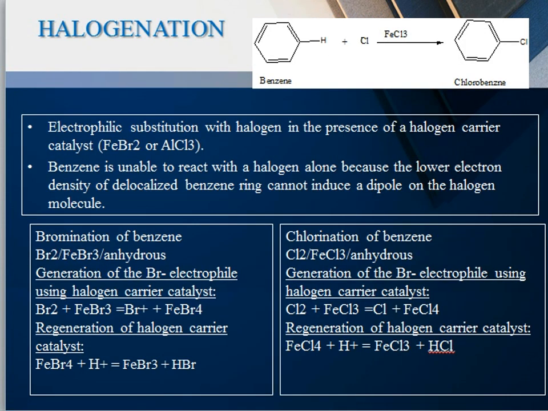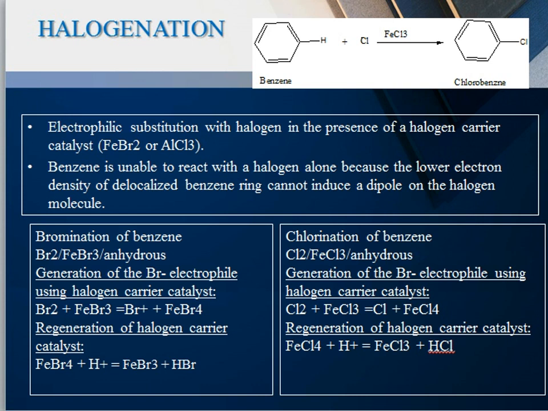Next is the halogenation reaction. This is an electrophilic substitution reaction. In this, the halogens are used as electrophiles for the reaction. So a halogen carrier catalyst is also used for this reaction. The catalyst for bromine is FeBr3 and for chlorine is FeCl3. So, when chlorine reacts with benzene, it forms chlorobenzene in the presence of the catalyst FeCl3. And bromobenzene is formed when bromine reacts with benzene in the presence of FeBr3.